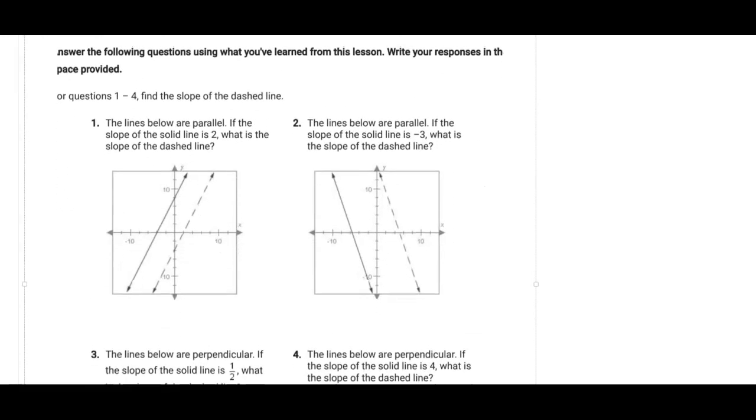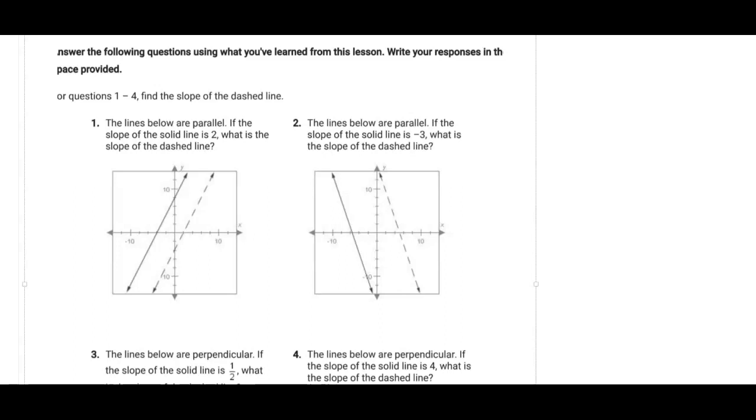All right, so lesson 4.4 is all about parallel and perpendicular lines, right? Now, it basically extends from what we've done over the past couple of days, and it puts it all together. So let's take a look at the first part.